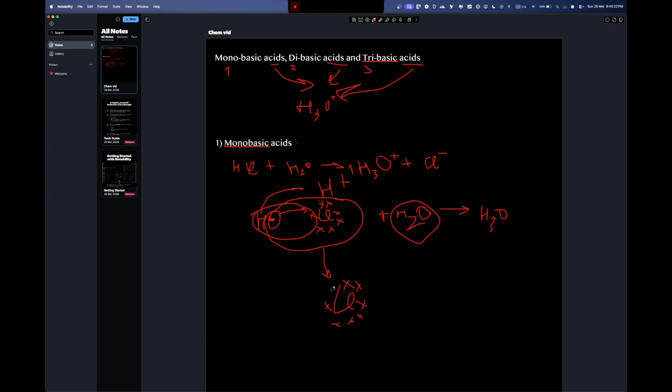And hydrogen's souvenir, hydrogen's leftovers, hydrogen's only electron, and it will become Cl minus. It will become Cl minus because it has one more electron. So it will form H3O+ because hydrogen is positively charged and it's combining with H2O, and this will be Cl minus. And that's done. It formed H3O+ plus Cl minus.